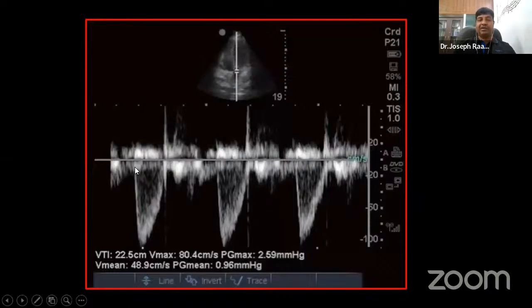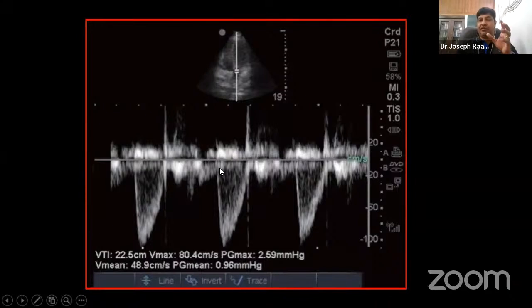Then you trace around this wave, and that will tell you about the VTI. So sometimes, instead of calculating the stroke volume, by looking at the VTI itself, you know whether the stroke volume is adequate or not. The normal VTI is somewhere between 18 to 20. So that means this patient has a normal stroke volume.